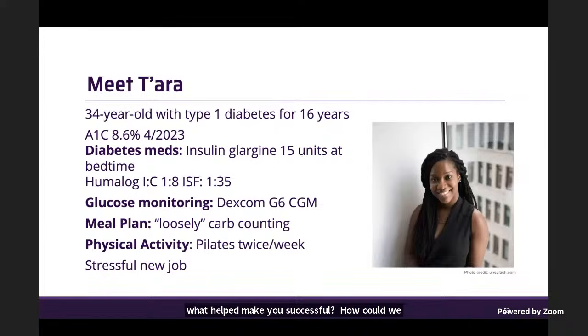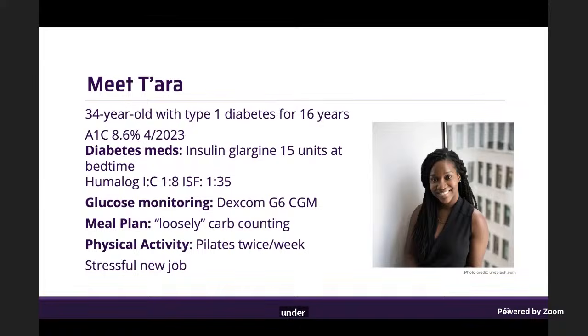In this next example, we have Tiara. She's a 34-year-old with type 1 diabetes for 16 years. Her A1C has been hovering in the 8s, and it's been pretty stubborn up there. We've been really trying to get her to the goal of under 7%. She's on multiple daily insulin injections, and for her short-acting insulin Humalog, she's using an insulin to carb ratio and an insulin sensitivity factor to determine how much insulin to take for her meals.